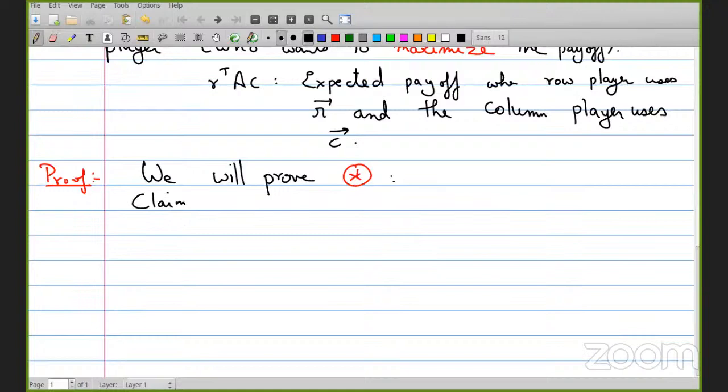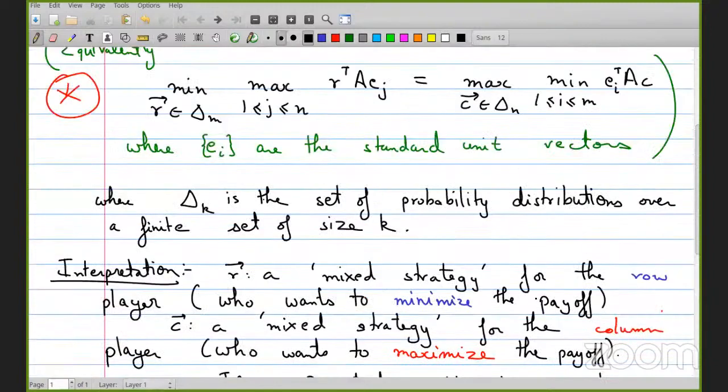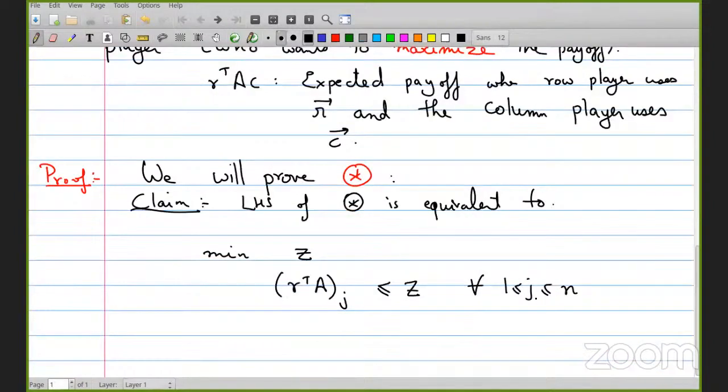So the claim is that the left hand side of star is equivalent to: minimize z such that the jth entry of R transpose A is less than or equal to z for every j, where A is M cross N. And what else? R is on the probability simplex.